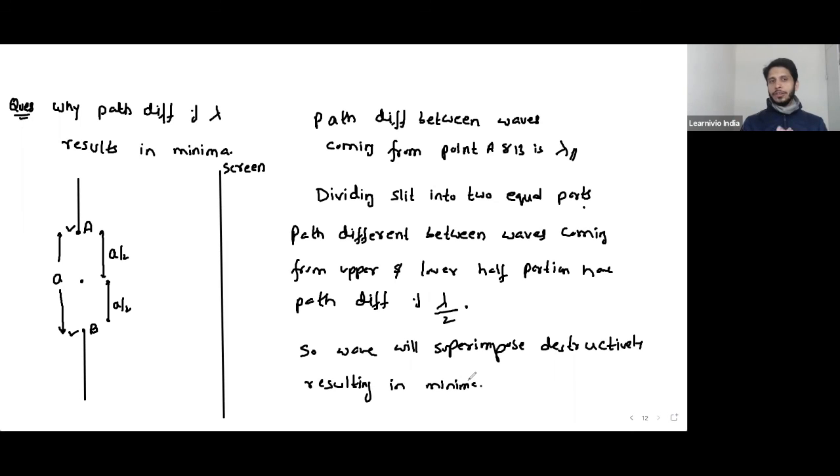If in the question instead of lambda, 2 lambda is given, then remember you will divide this slit into 4 equal parts so that the path difference between any two parts is lambda by 2: lambda by 2, lambda by 2, lambda by 2, lambda by 2. So you have to divide the slit into a number of parts so that the path difference between any two parts is lambda by 2.